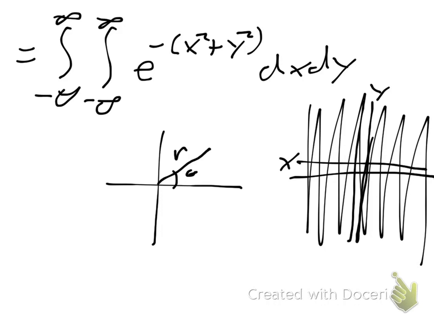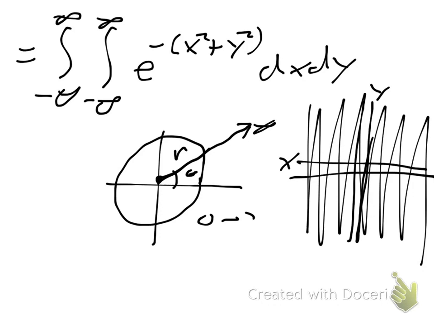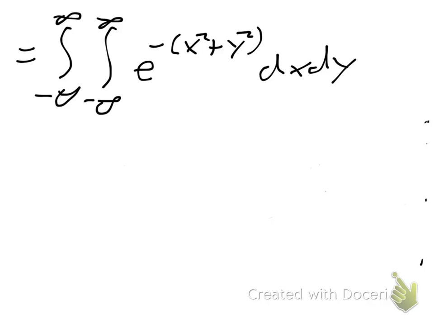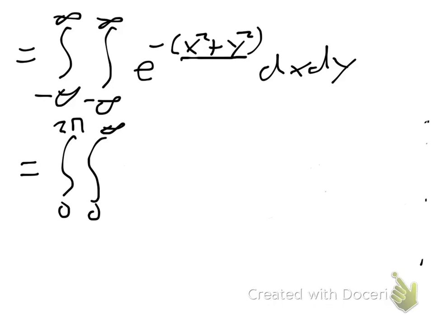So it turns out that we're going to want our r to go from 0 out to infinity, and we need our angle to go all the way around, 0 to 2 pi. So we can convert to polar coordinates: 0 to 2 pi for theta and 0 to infinity for r. Now, how do we do this? Well, we know in polar coordinates that x squared plus y squared is equal to r squared. So we're going to have e to the minus r squared.